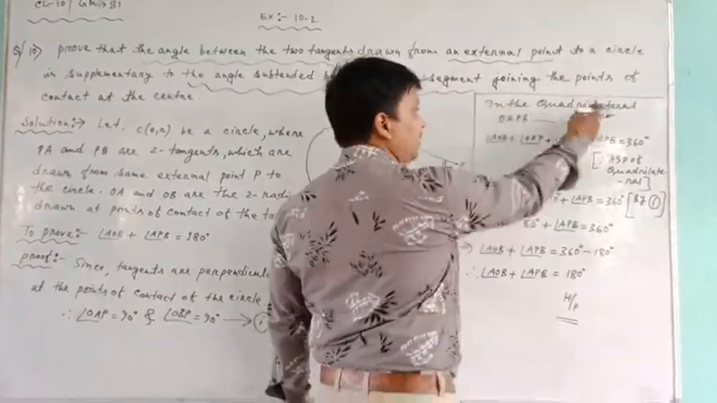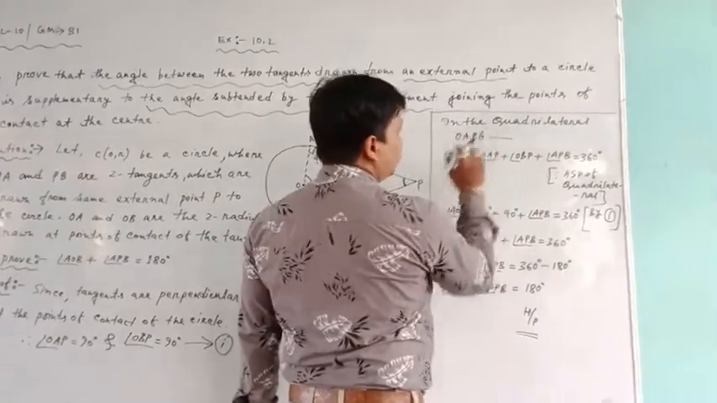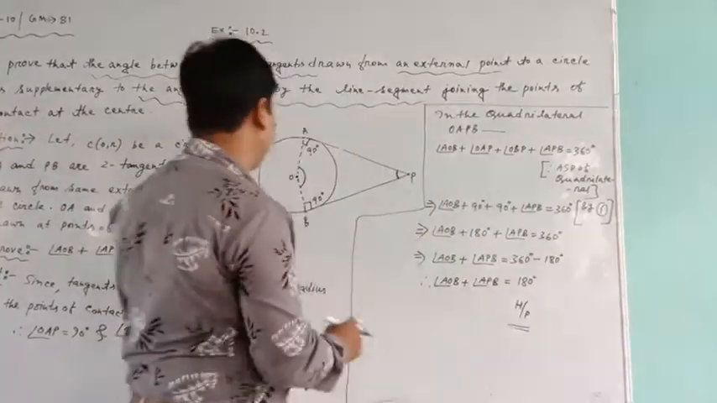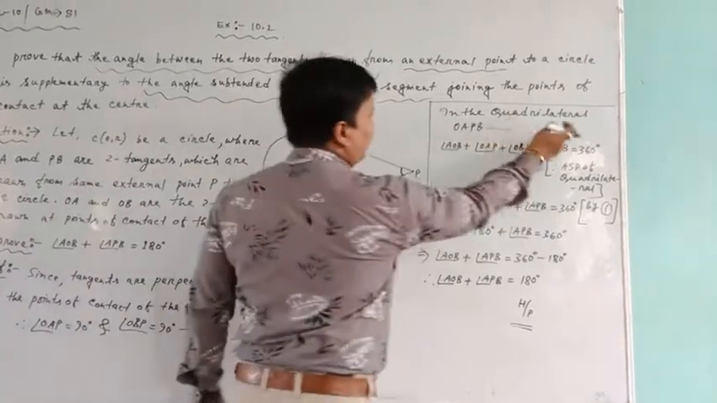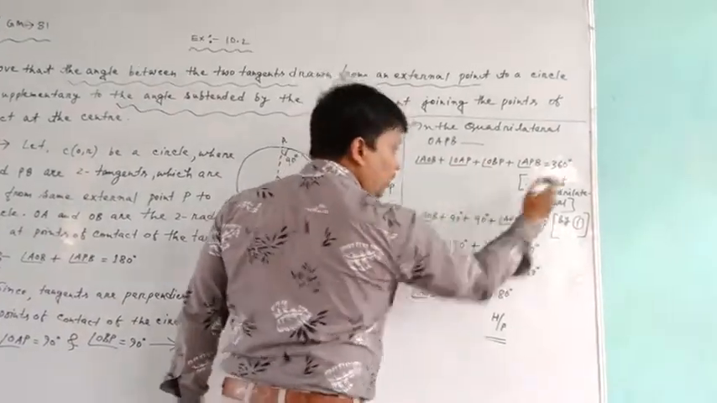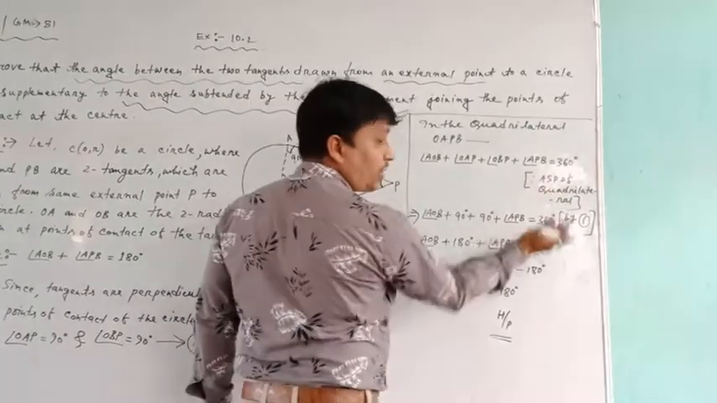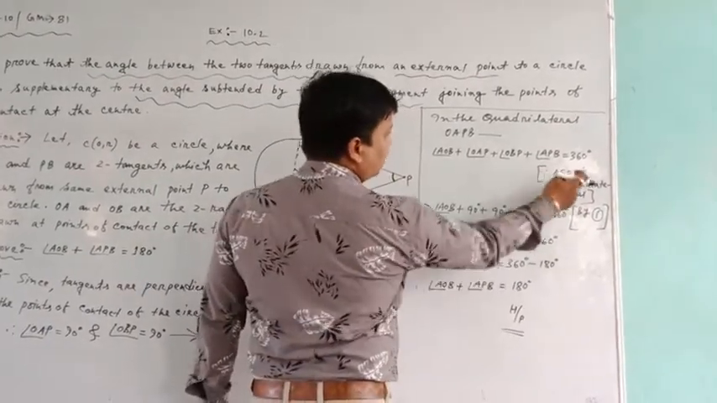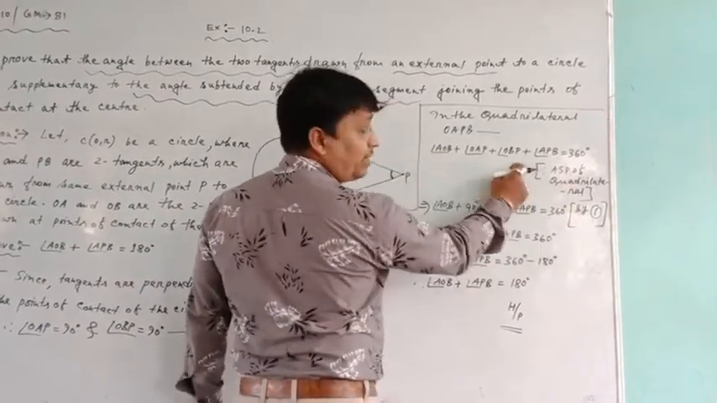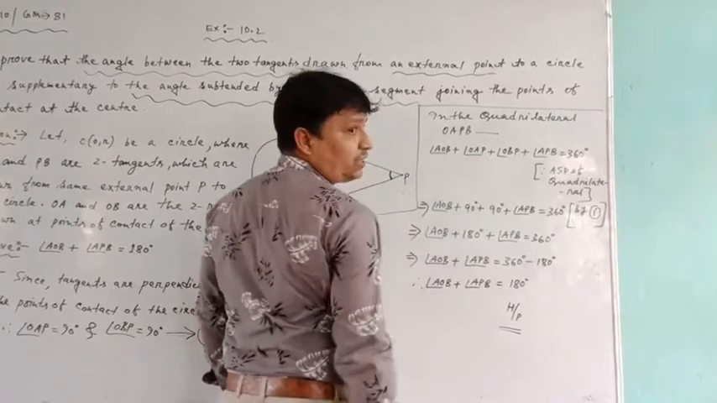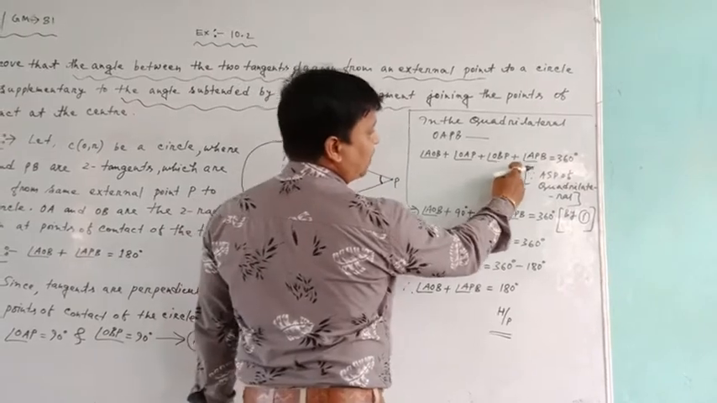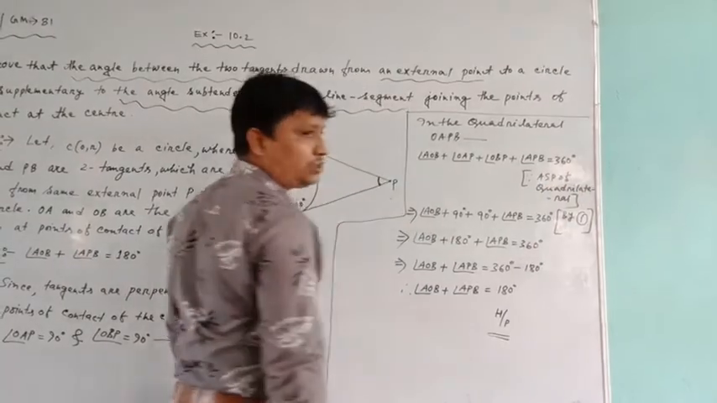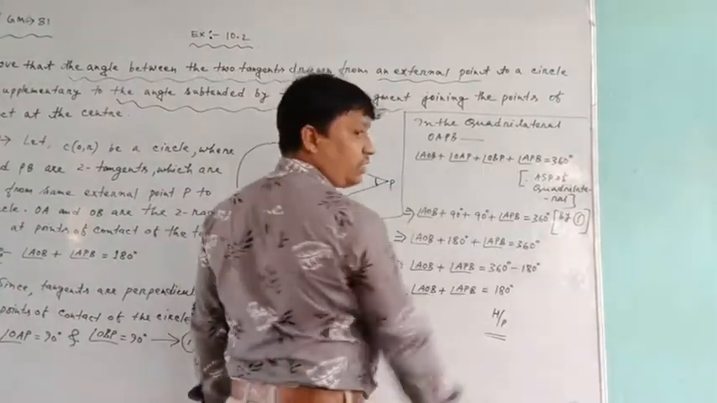So by the angle sum property of a quadrilateral, first of all we are considering the quadrilateral OAPB. In the quadrilateral OAPB, now we are going to apply the angle sum property of a quadrilateral. So by the angle sum property we get the sum of 4 angles equal to 360 degrees: angle AOB plus angle OAP plus angle OBP plus angle APB equal to 360 degrees. So the sum of 4 angles is 360 degrees.